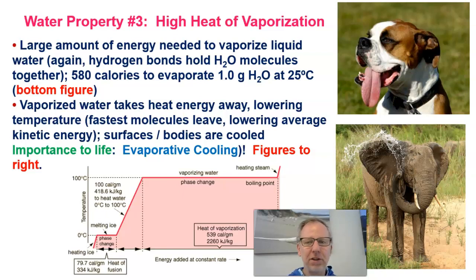By the way, I didn't mention the figure on the bottom of the slide, but I pulled that off the internet. It looks kind of complex, but the bottom line is just showing you how much heat energy it takes to turn water into vapor or steam. So if you look carefully, that's what it's showing you. So high heat of vaporization helps to protect living things by cooling them off.